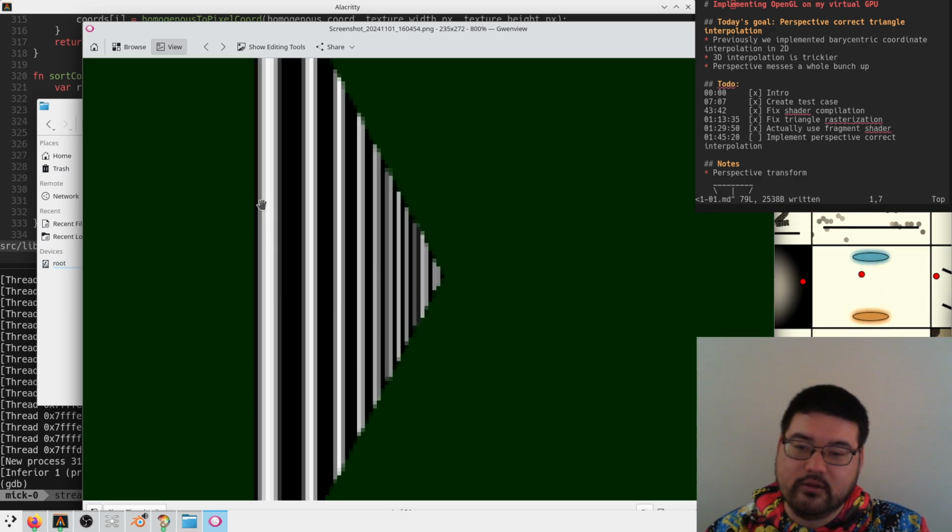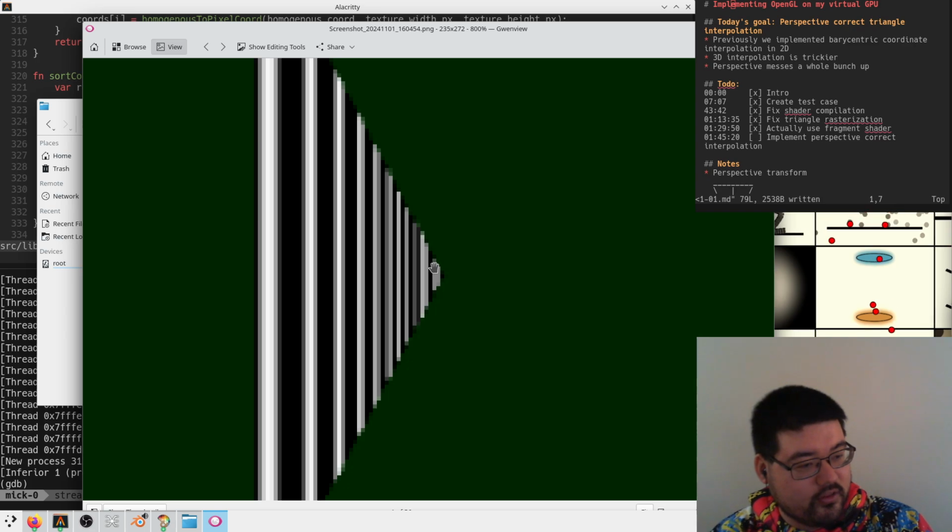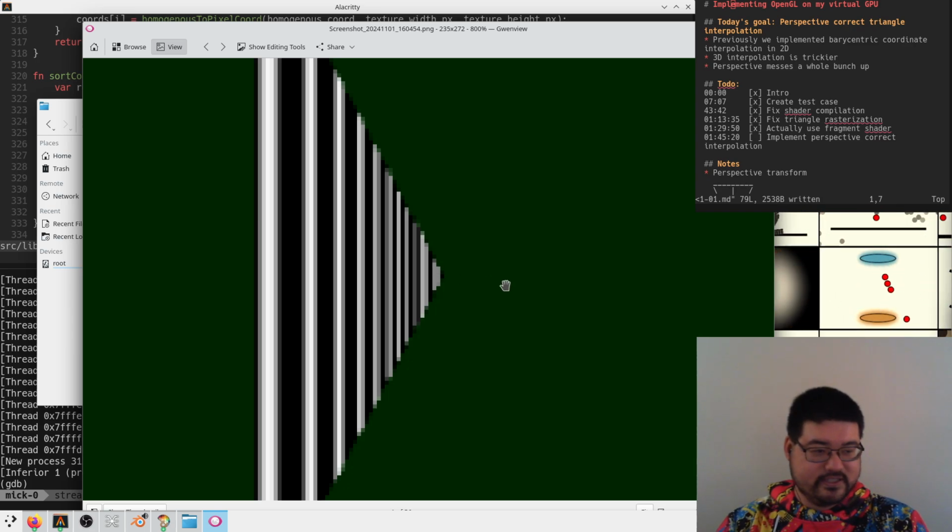Yeah, that's pretty sick. Look, you can definitely see that these black lines are getting skinnier and skinnier as they get farther and farther into the output. So that's pretty sick.